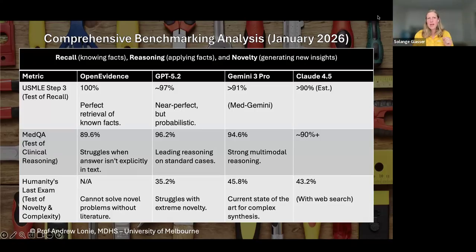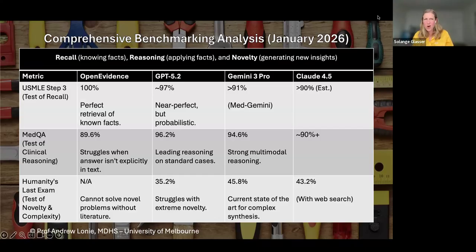So again, we've got our RAG systems in that first column. It scored 100% on this test of recall. Open evidence did. Perfect retrieval of known facts. But as we flick down to the test of novelty, simply couldn't do it. It could not solve a novel problem. But then as we go across, you can see that ChatGPT 5.2 had a pretty good test of recall, but it was probabilistic. And then you can see how the others scored.